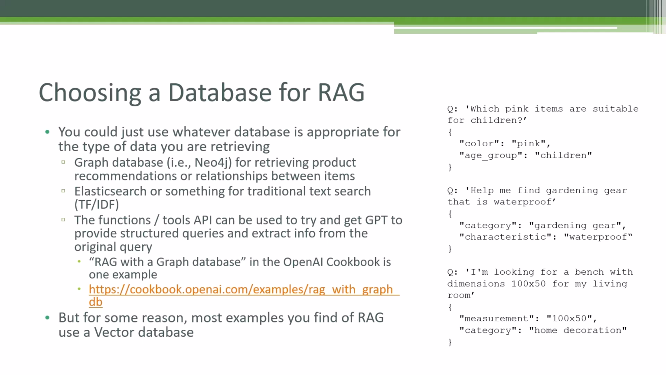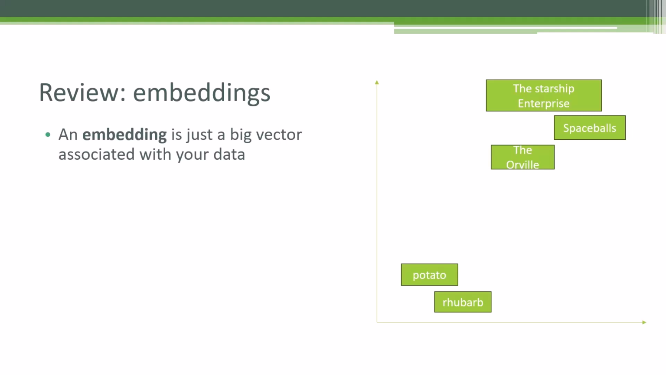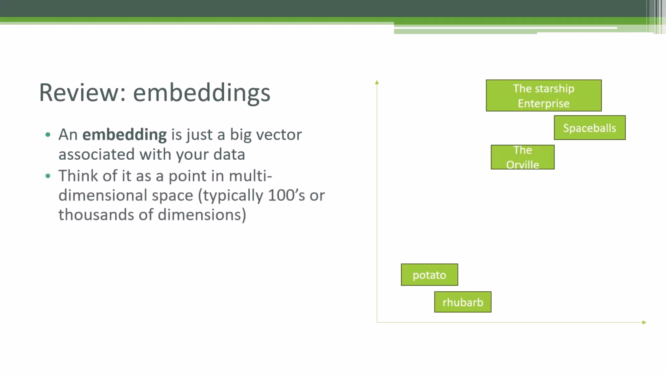However, for some reason, when you go and look for examples of retrieval augmented generation online, usually you find people using something called a vector database. So let's talk about what a vector database is. Now, before we talk about vector databases, let's first review what embeddings are, and you'll see why this is relevant. An embedding is just a big vector associated with your data, right? So that's why we're talking about vector databases here.